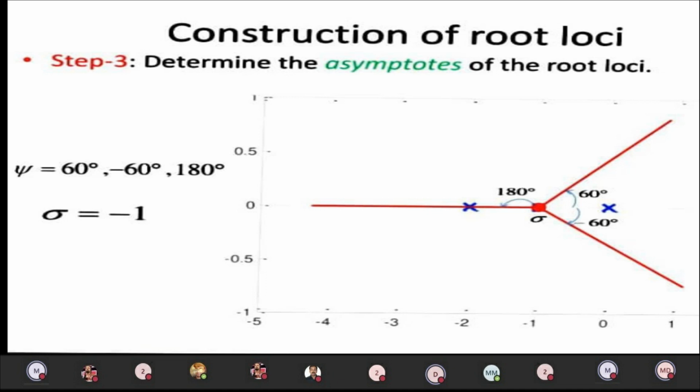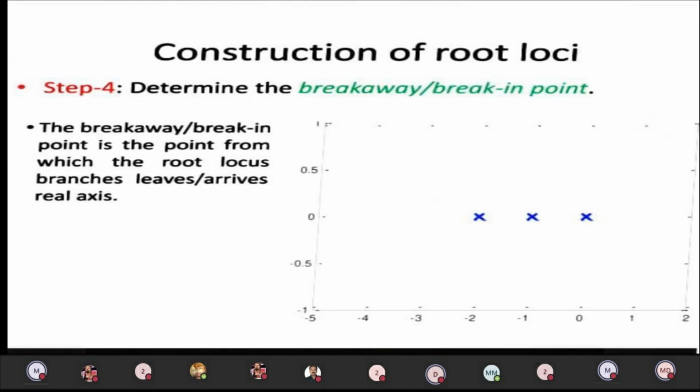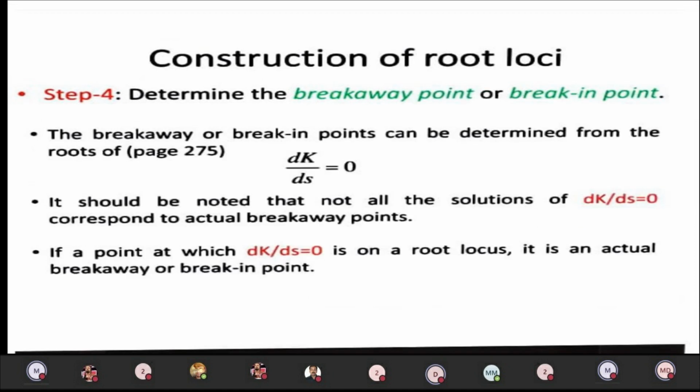Okay, and then you can go for the next step, to determine the breakaway and break-in point. To determine this, what do we have to do? We have to take the characteristic equation of the closed loop transfer function. From that, you have to determine the k equation. Take the k equation and differentiate it with respect to s and equate it to 0. Then you will get the maximum s value.